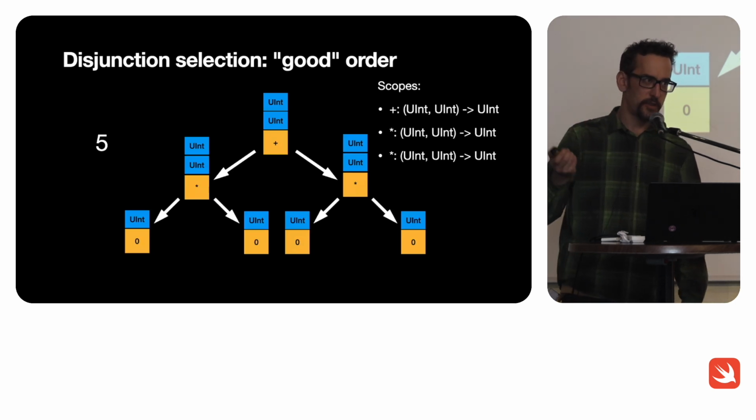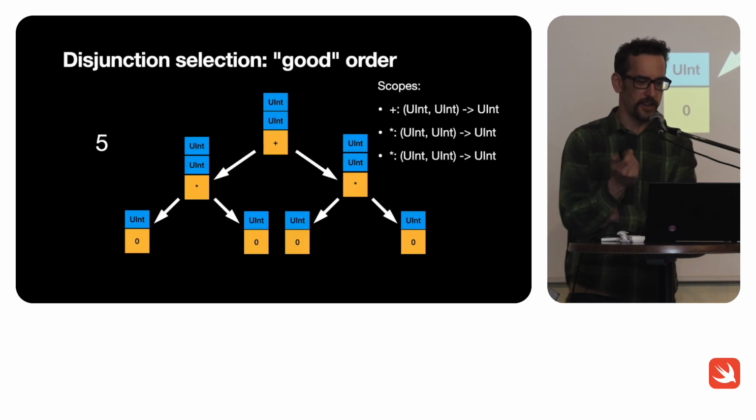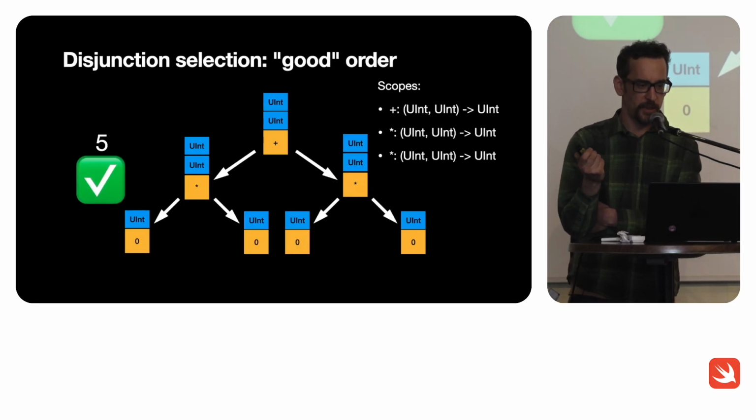Now notice how in both cases, I've attempted every disjunction and every choice, but just by doing it in a different order, I've cut down the amount of work that I have to do. So that explains why some of these expressions are now faster to type check in 6.3.